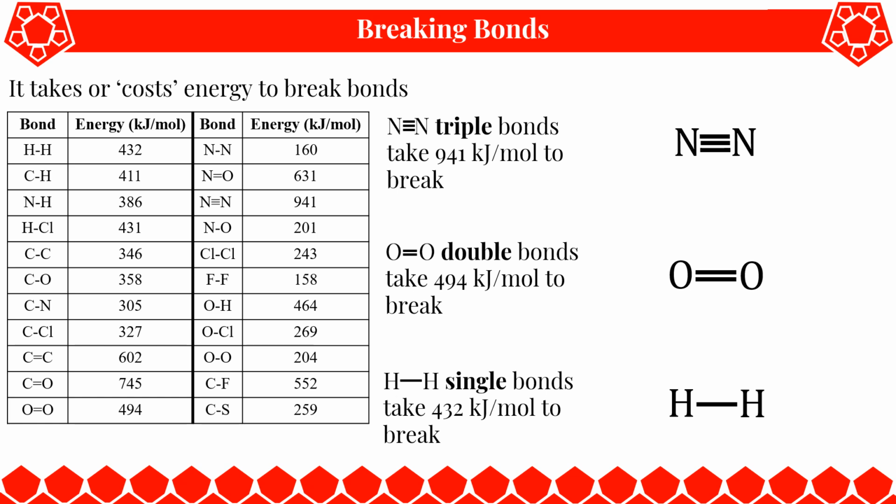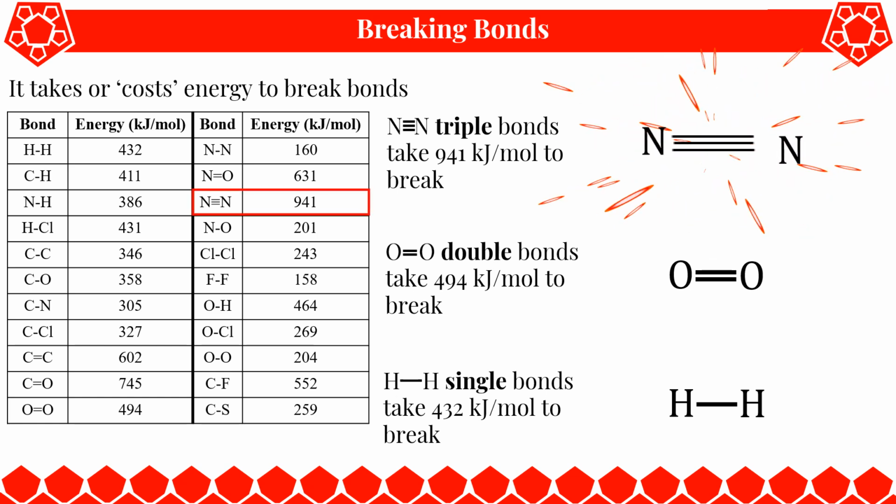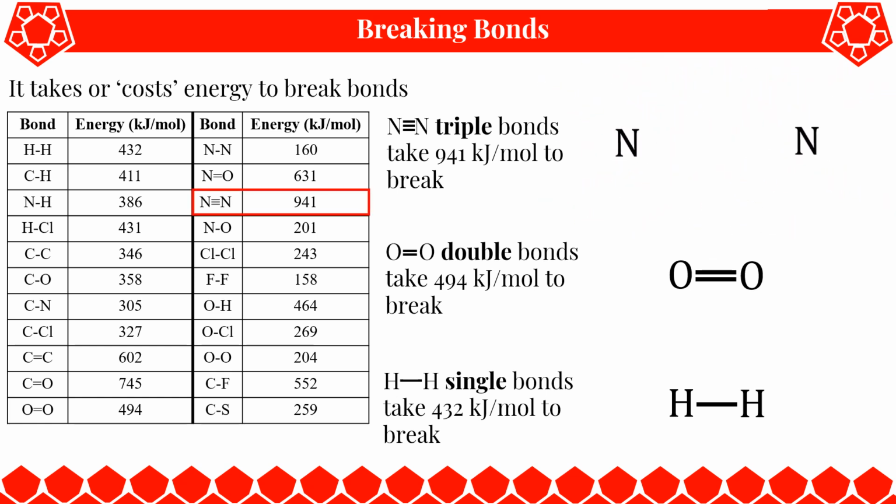So to help us solidify the idea of breaking bonds, it takes or costs energy to break bonds. This table shows us the cost of these different bonds, how much it takes to break them. In the case of a nitrogen triple bond, it takes 941 kilojoules per mole to break. So we can imagine the energy as being absorbed by this bond, which causes the nitrogen atoms to separate, and now these nitrogen atoms are in this high energy state. They absorbed that energy, that bond has gone away.